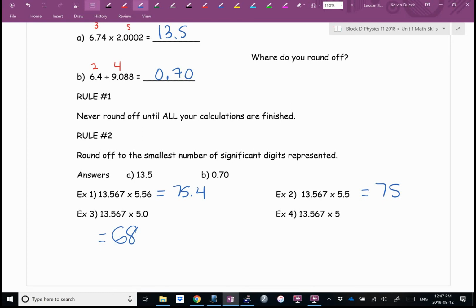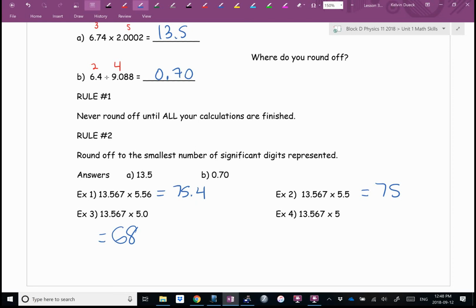First one, 3 sig figs, yes, 75.4, I think. Second one, 2 sig figs, so I had to round to 75, rounding off properly. Third one, also 2 sig figs, so it rounded to 68.